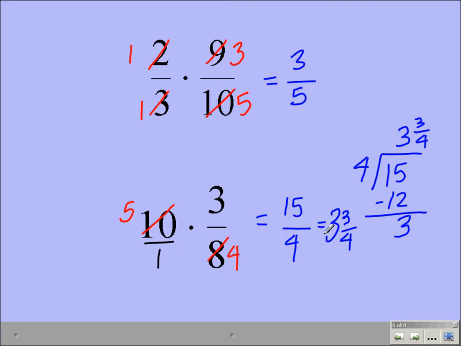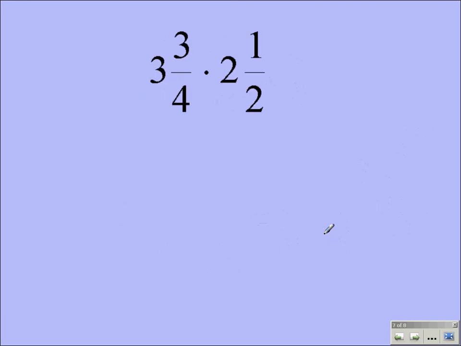Let's take a look at one more problem which involves mixed numbers. Let's remember how to change a mixed number into an improper fraction. We're going to take the denominator and multiply it times the whole number, and then we're going to add the numerator to it. So 4 times 3 is 12, plus 3 more is 15. We're going to keep the same denominator when we do this. Now let's do it again for this one. 2 times 2 is 4, plus 1 is 5. And keep the same denominator.